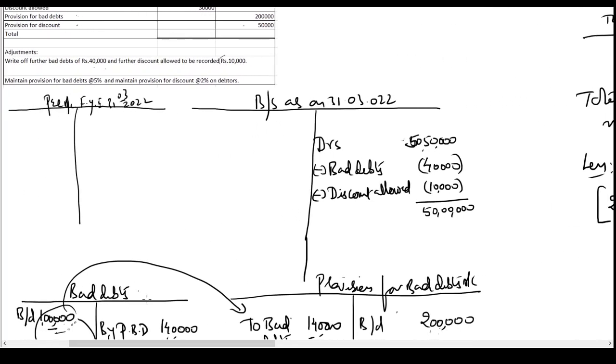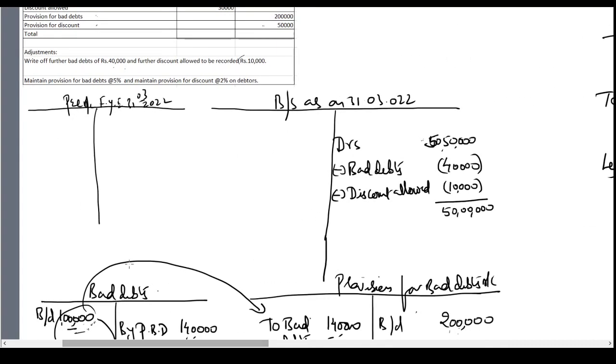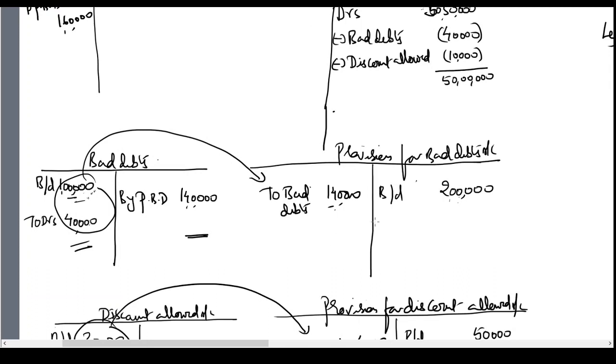I go to the profit and loss account. I'll write here to provision for bad debts 1,60,000 rupees, and the said amount is credited to the provision for bad debts account by P&L account 1,60,000 rupees.